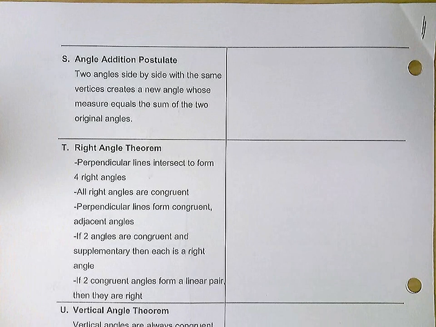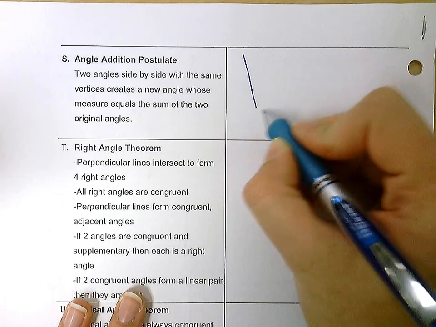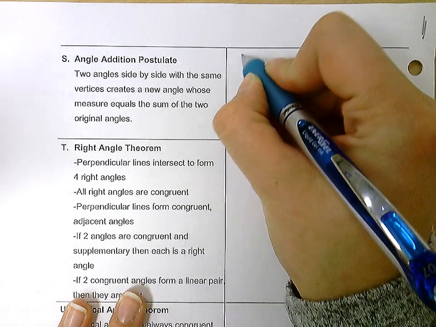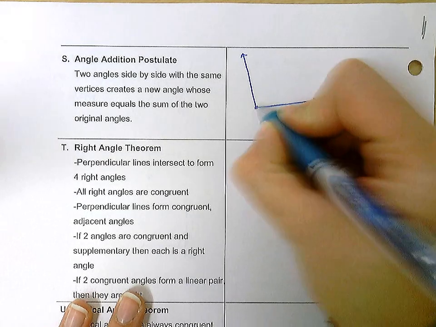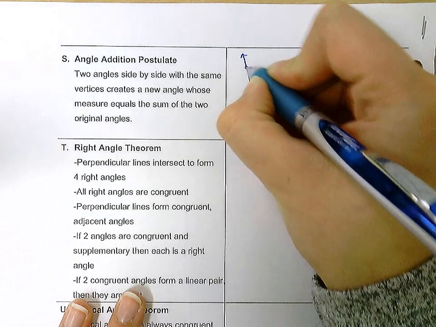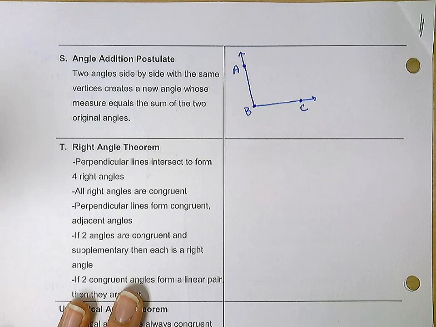All right, then we have the angle addition postulate. It's very similar to the segment addition postulate, just with angles. Okay, so that's two angles side by side with the same vertex, creating a new angle whose measure equals the sum of the two original angles. So you need this larger angle here. I'm going to say this vertex is B, and we have a point A and a point C on that angle.